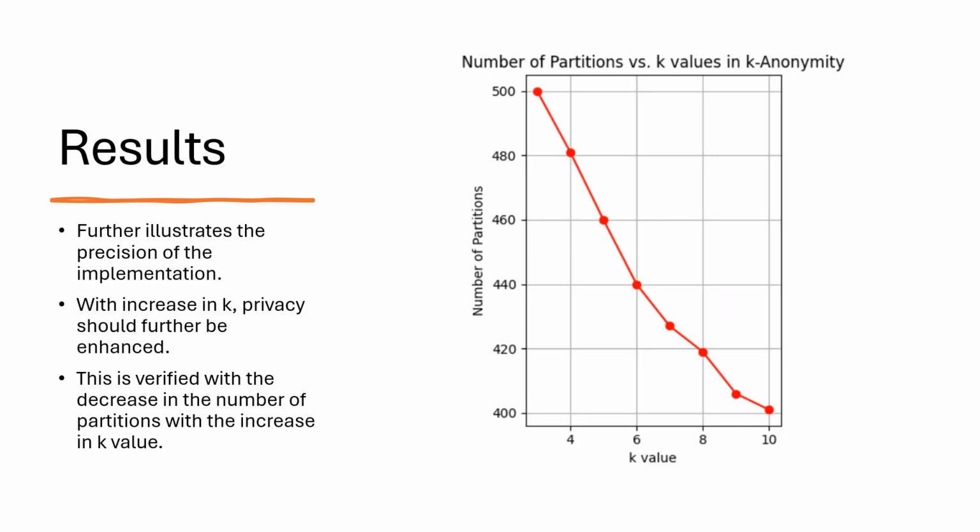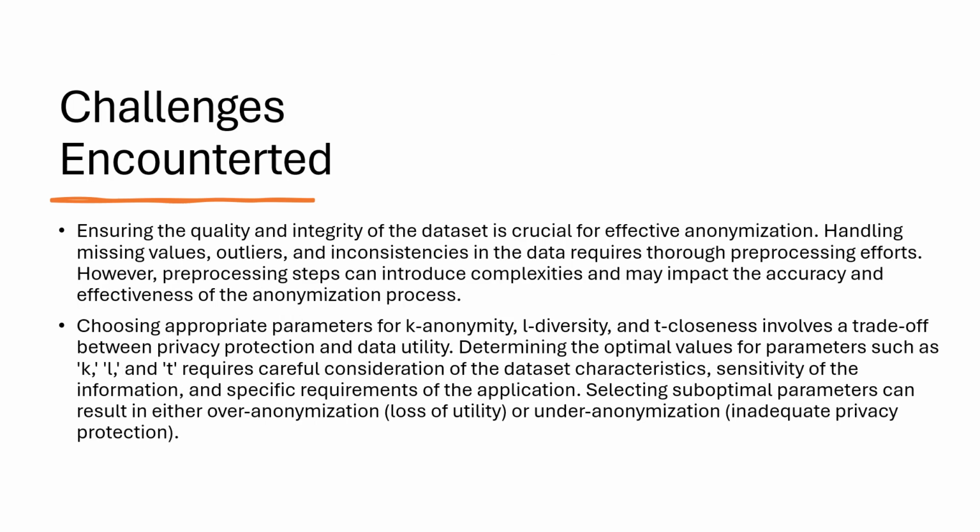The final result shows the variation in the number of partitions of the dataset with increasing k-value. The decrease in the number of partitions illustrates the correctness in our procedures and implementation. Addressing the main challenges involved two critical steps: managing the dataset's missing values and pre-processing the data effectively to yield good results. Moreover, fine-tuning the privacy parameters, specifically selecting the optimal values for K, L, and T, presented significant difficulties. Each of these parameters plays a vital role in balancing data utility and privacy, and determining the right settings requires careful consideration and testing.